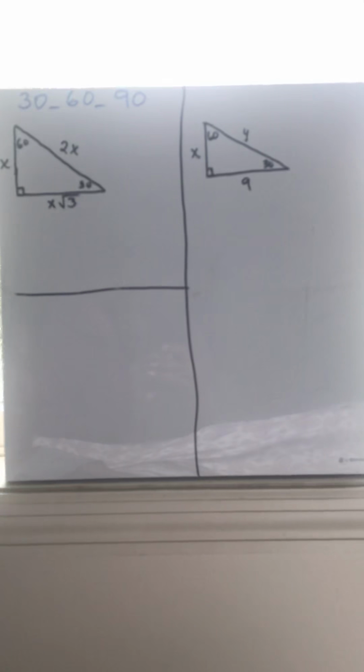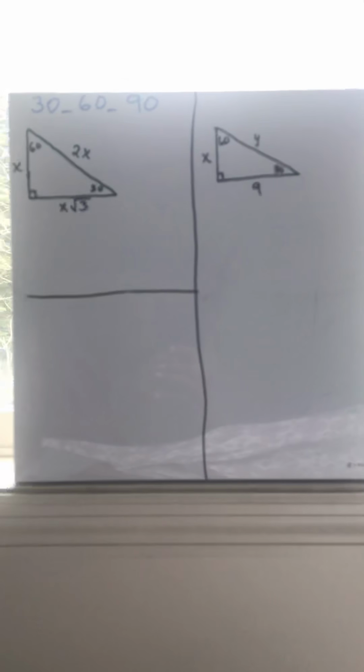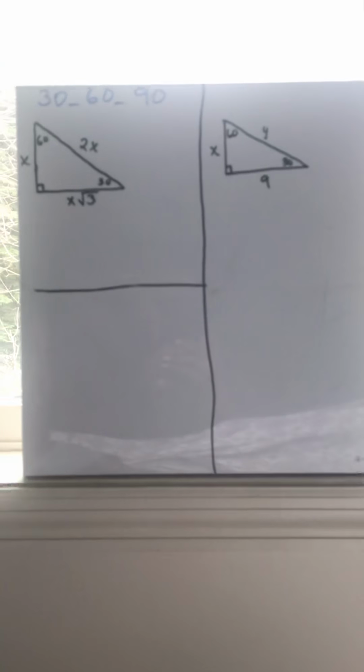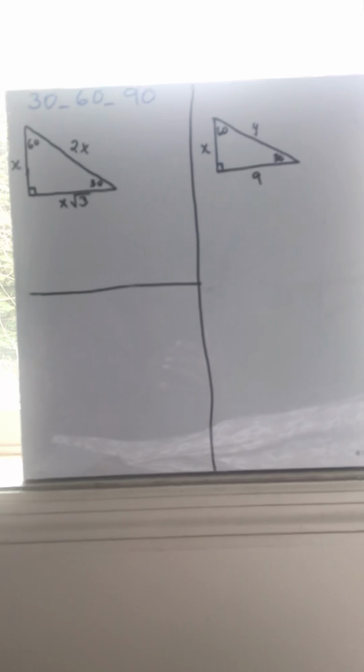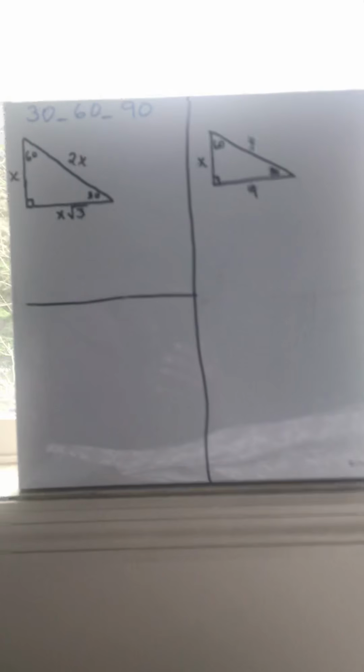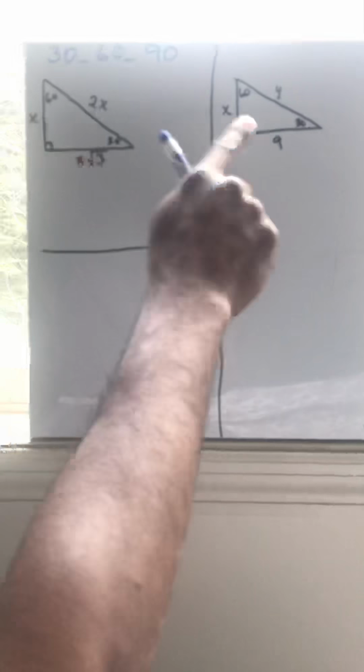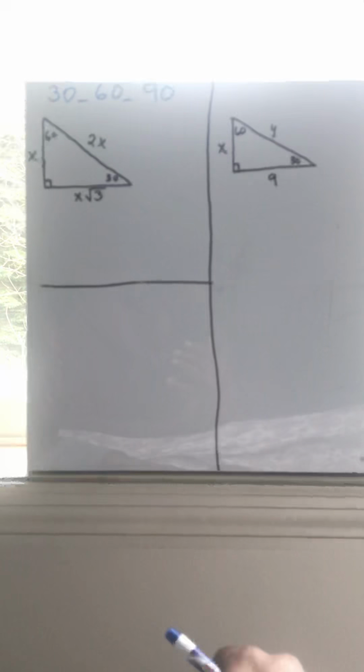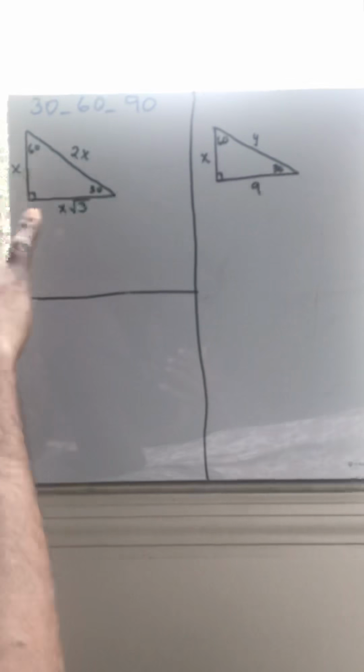So once again today, in the first video I did, we talked about the 45-45-90. This one, we're going to be talking about the 30-60-90. As I said in the first one, we're not going to use proportion. We're going to use this triangle every time to solve it without using proportion. So let's look at this triangle.